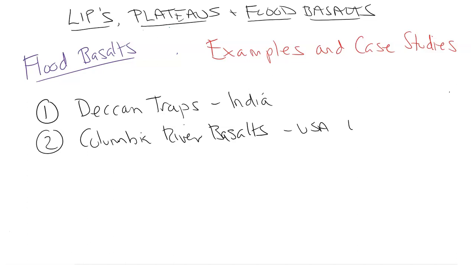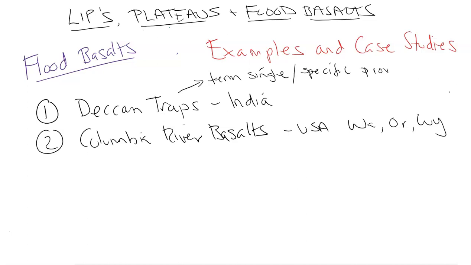Actually in Washington, Oregon, Wyoming as well. Now, first, the word trap is just a term given to a single or specific province, right? So a province is a large area. This particular large area is in India. We call it the Deccan Traps.